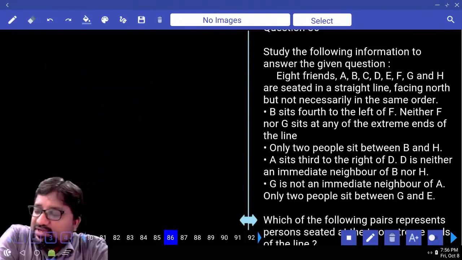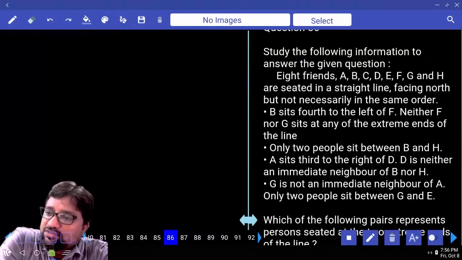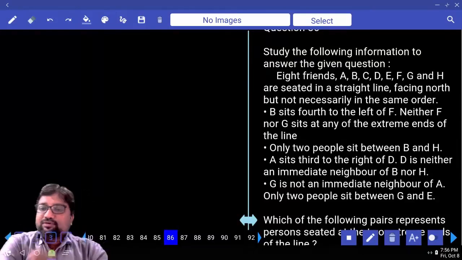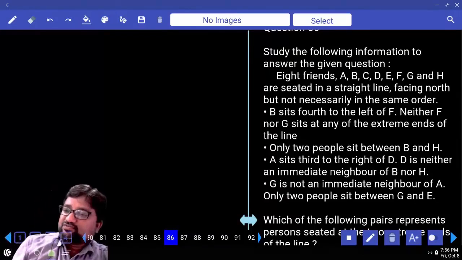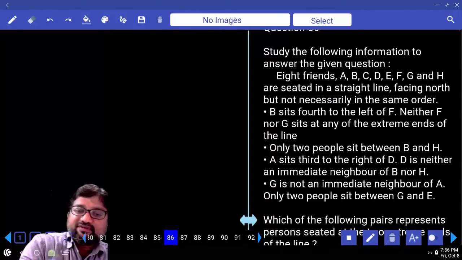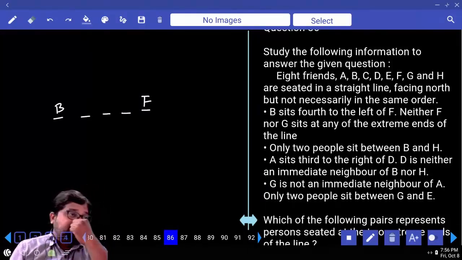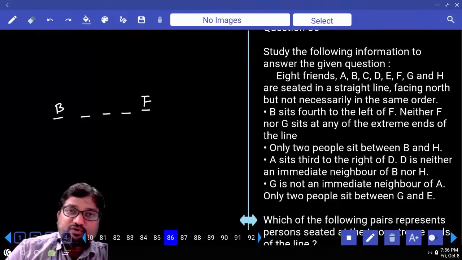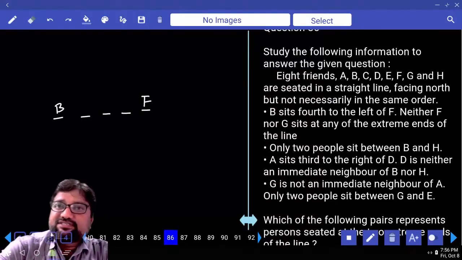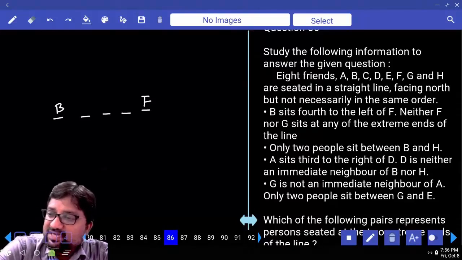8 friends A, B, C, D, E, F, G, H are seated in a straight line facing north, but not necessarily in the same order. B sits 4th to the left of F. If this is F, 4th to the left, 1, 2, 3, 4 is B. How many places did I cover? We have covered 5 places. We are looking for another 3 places.